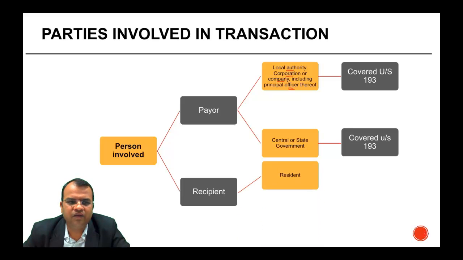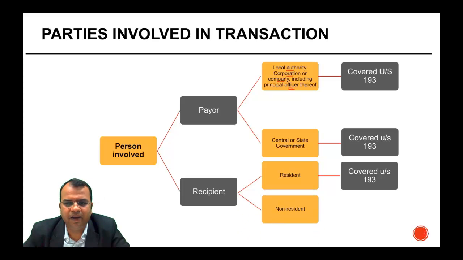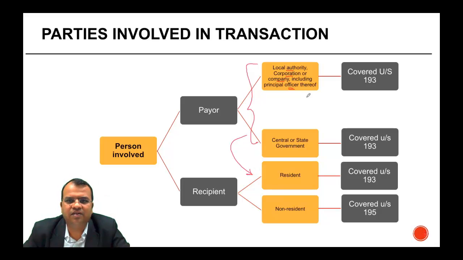The recipient, if he is a resident, is covered under Section 193, but if the recipient is a non-resident, the TDS has to be deducted under Section 195. In other words, where any of these persons make a payment to a resident, that is covered under Section 193. But if they make a payment to a non-resident, the withholding tax implications have to be decided as per Section 195.